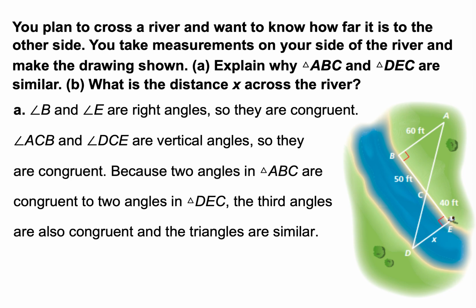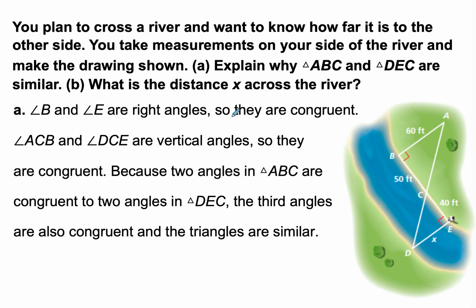All right, let's look at our next type of problem. It says, you plan to cross a river and want to know how far it is to the other side. You take measurements on your side of the river and make the drawing shown. A, explain why triangle ABC and DEC are similar. B, what is the distance across the river? Okay, so for A, they already gave us our explanation, but we'll read through it and just talk about it.